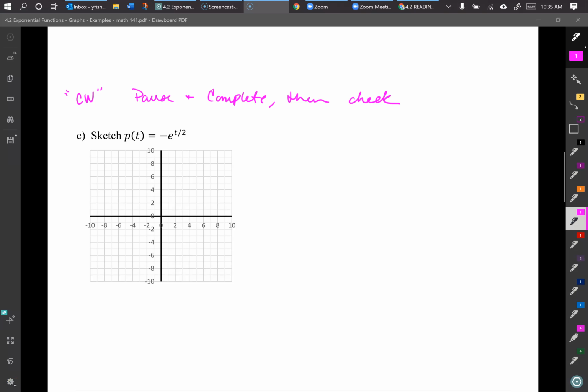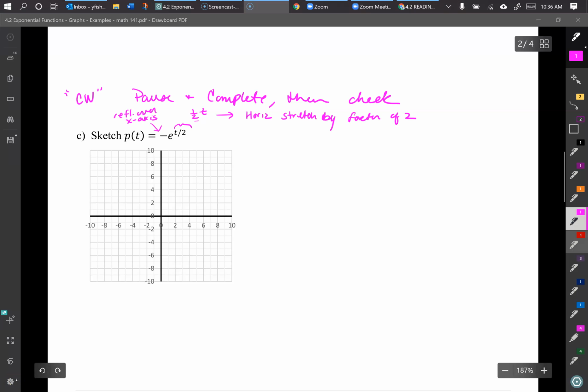So the last one for this video is going to be a classwork. Sketch P of t equals negative e to the t over 2. So you could rewrite this as 1/2 t if you want, so that you can clearly see that you have something going on there with a horizontal stretch or compress. So figure out what that is, and then you have a reflection there as well going on with the vertical. So go ahead and do that all out, and then I'll have the answer here for you.